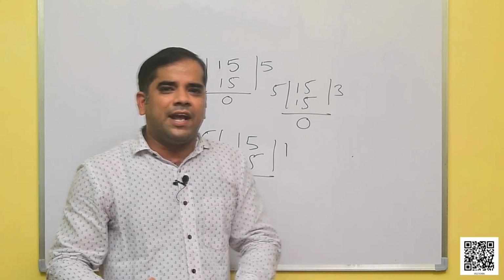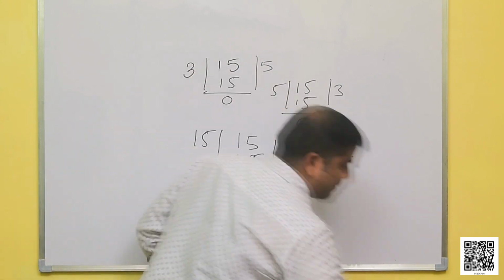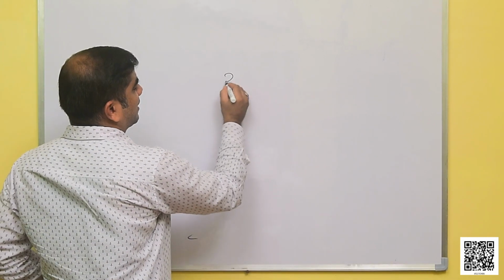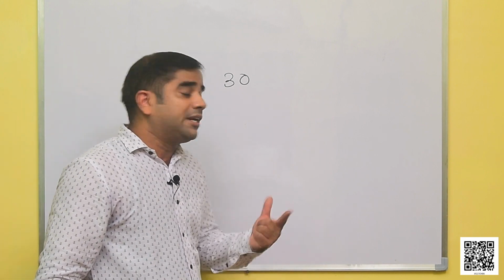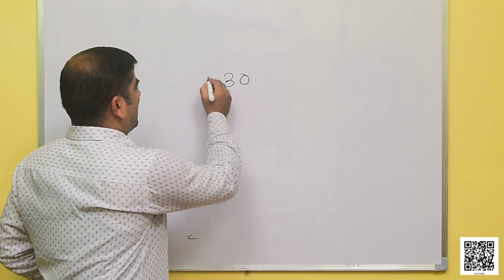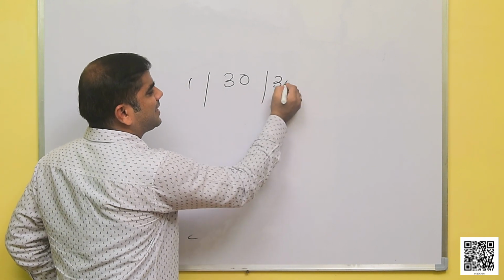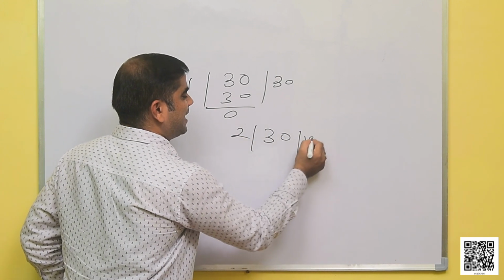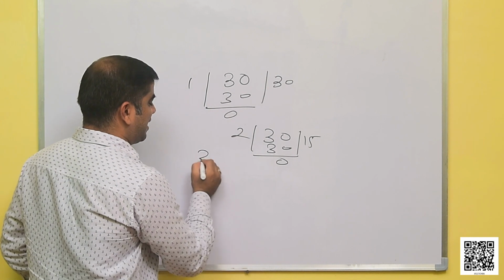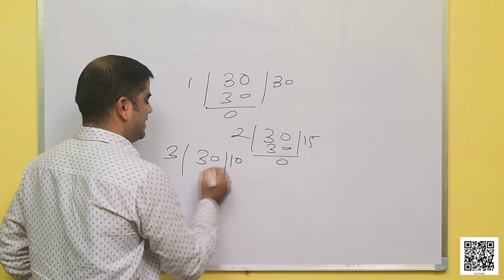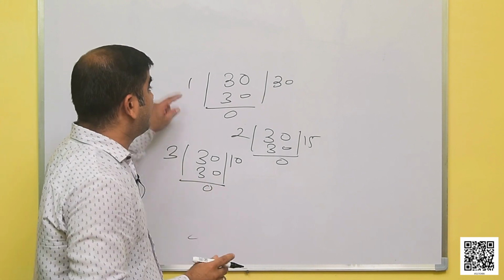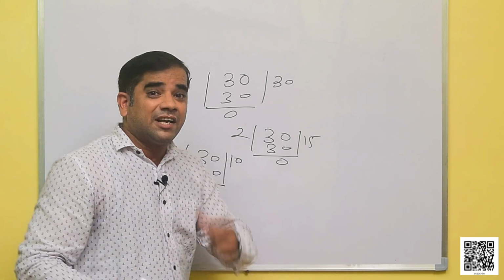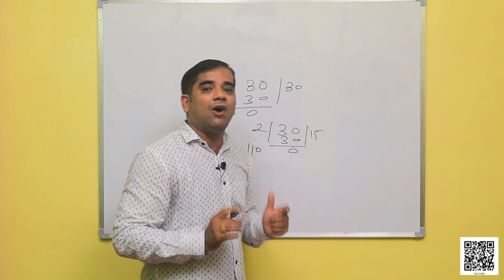So I can say, take any number. Let's take another number, suppose 30. Can you tell me by which numbers 30 can be divided? Yes, 30 can be divided by 1: 1 thirty is 30, remainder 0. 30 can be divided by 2: 15 twos are 30. 30 can be divided by 3: 10 threes are 30. And so on. We can keep on dividing by many numbers. So those numbers are called the factors of 30, because 30 is completely divisible by all these numbers.